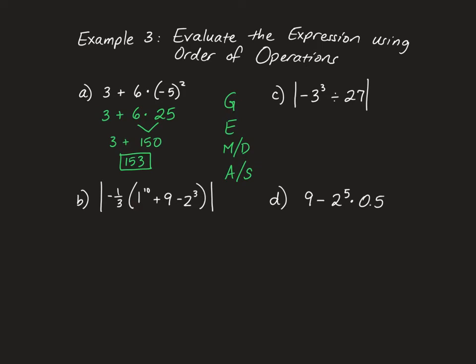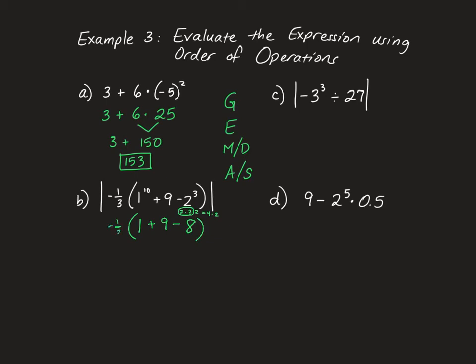Within that grouping, I still need to follow the rest of the order of operations. So exponents come first within those parentheses. So I have 1 to the power of 10, which is 1, plus 9, minus, and then I have 2 to the power of 3. So that's 2 times 2 times 2, and 2 times 2 is 4, and so 4 times 2 is 8. So inside this grouping, I have 1 plus 9 minus 8.